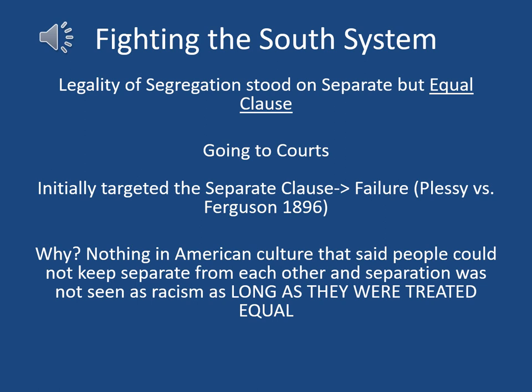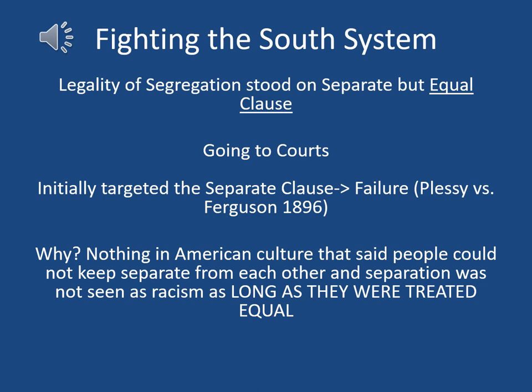Now, why did this happen? Well, a simple reason. Nothing in American culture said that people could not keep separate from each other, and that separation was not seen as racism as long as they were treated equally. So the separate but equal clause, it was the equal part that protected the separate part. And thus, the initial attempts by African Americans to question those by going after the separate clause.